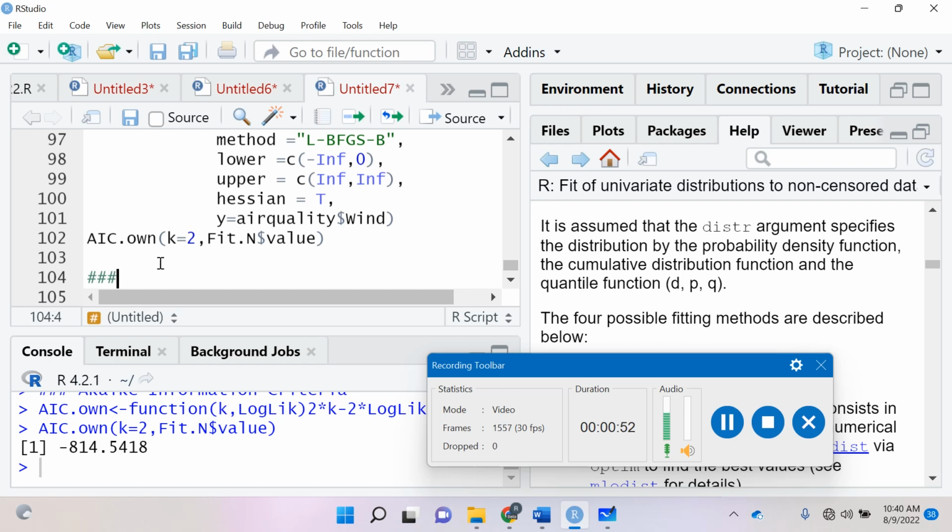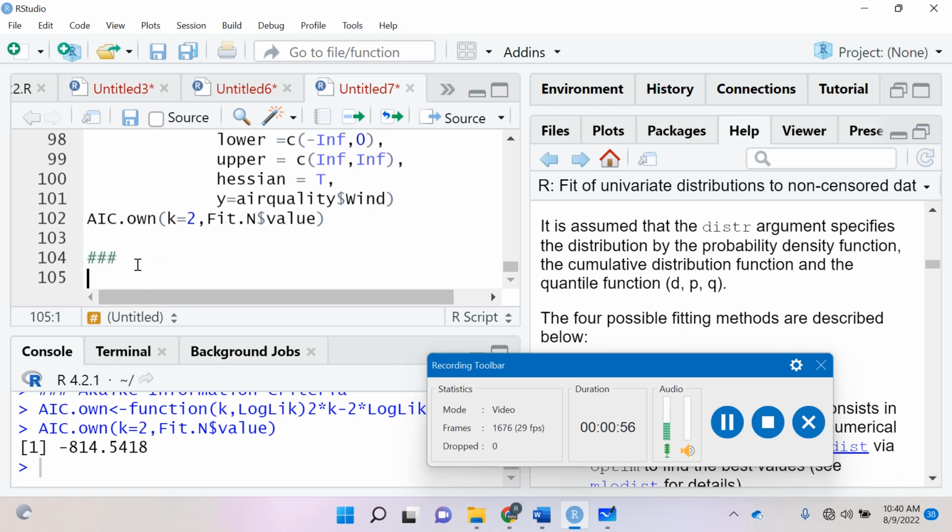Okay, so what do I do? So it's obtaining standard errors. Standard errors are also good for us because it gives us an indication of the mean square error associated with that estimator. Okay, so as I said, in our case, we use optim.